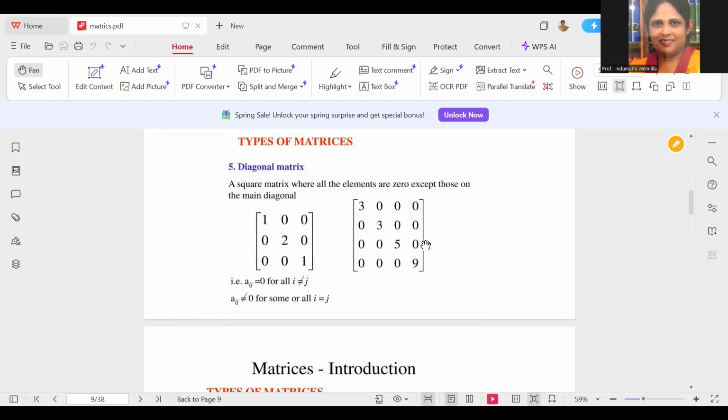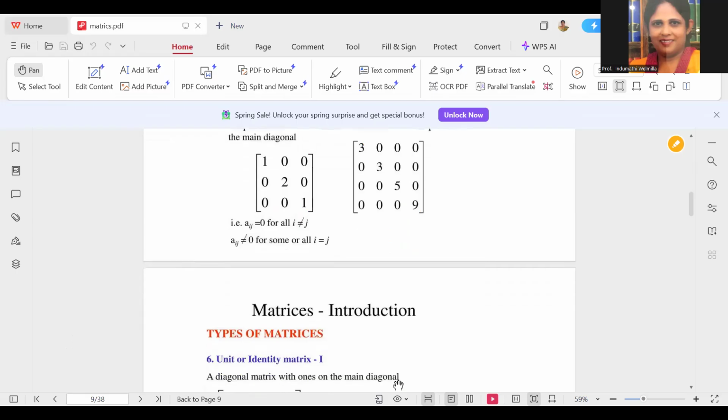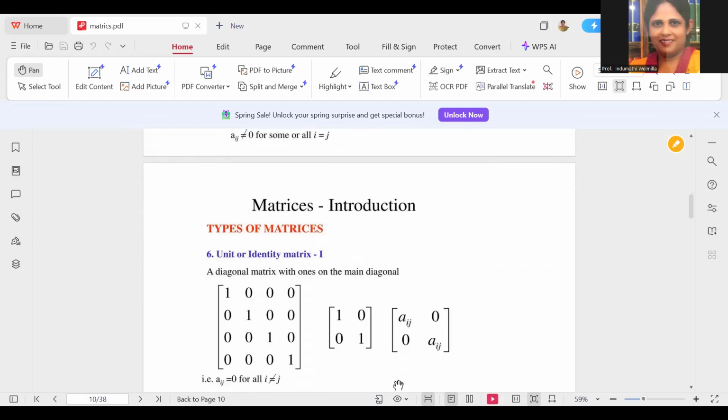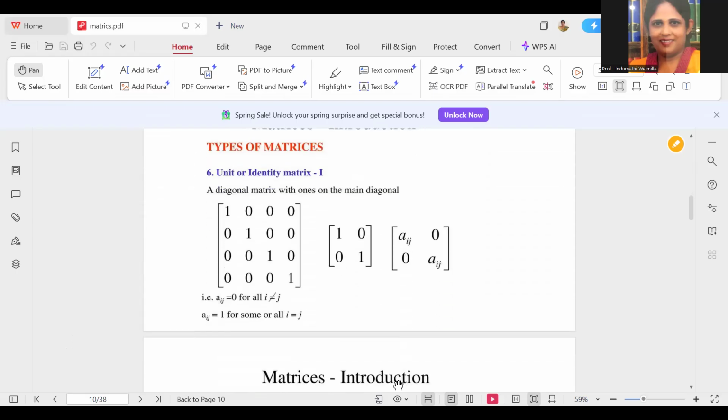And then another type of matrix is the unit or identity matrix. These two names we use for the same one, unit matrix or identity matrix. The identity matrix or unit matrix means a diagonal matrix with ones on the main diagonal. So all the elements in the main diagonal should be 1, others should be 0.